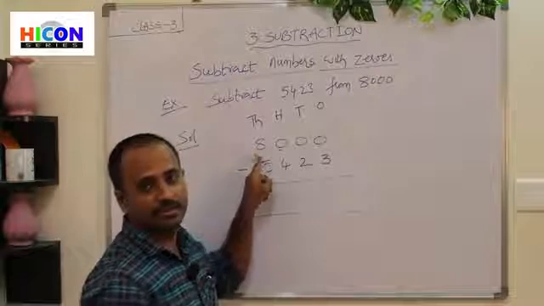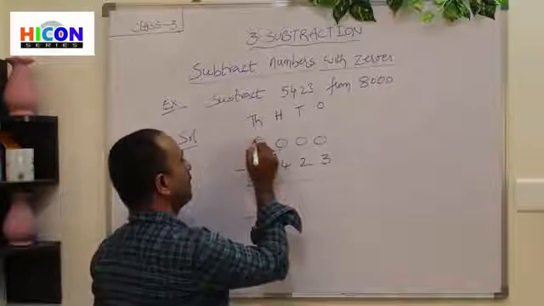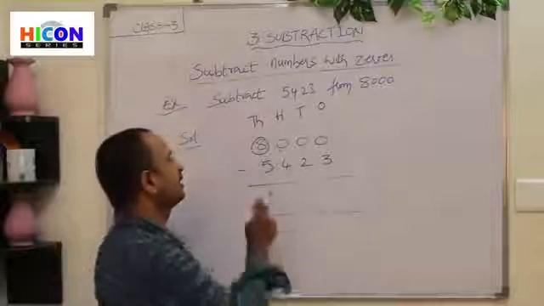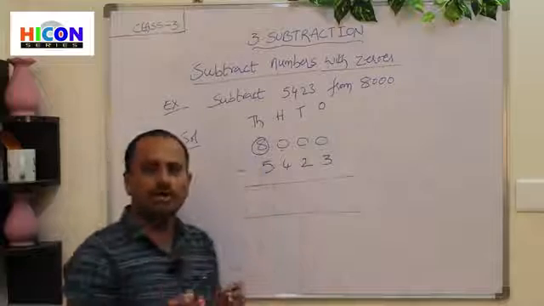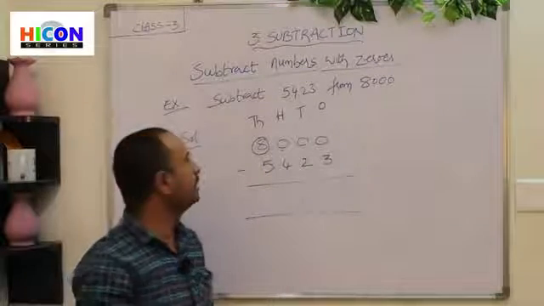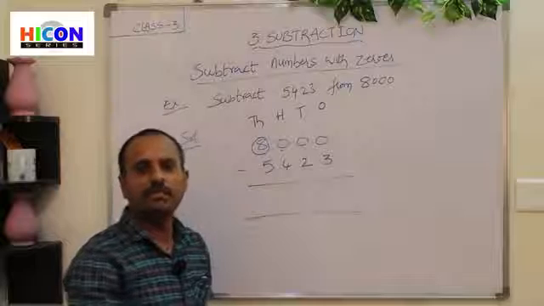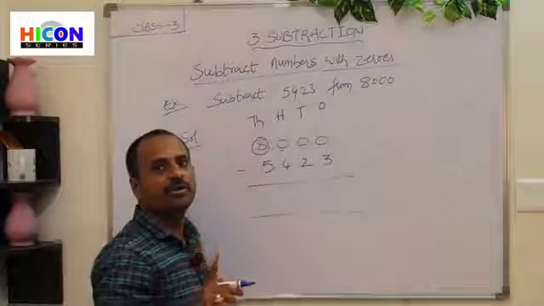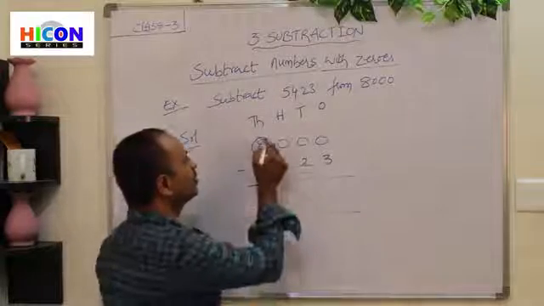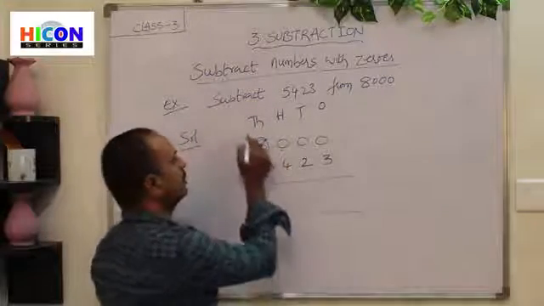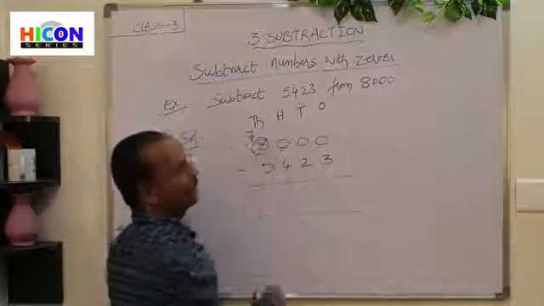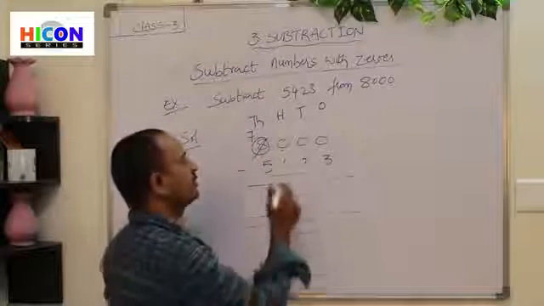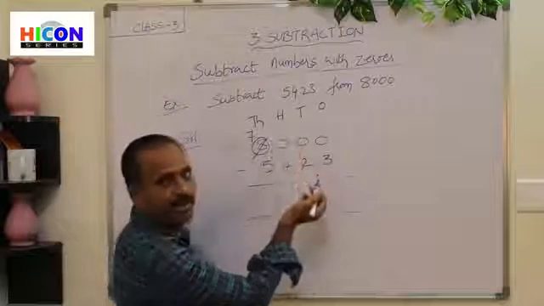What is the number in the thousands place? There is 8 in the thousands place. That means 8 thousands are there in the given number. So borrow 1000 from the 8 thousands. If you borrow 1000, then how many thousands will be here? There will be 7 thousands. So write 7,000 here. And carry the 1000 to the hundreds place.